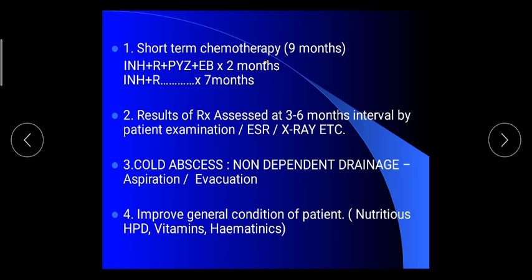Then reassessment is done every 3 to 6 months. Clinical examination, blood investigations, and radiological investigations. All of them are done to reassess whether the patient is improving or deteriorating. The patient can deteriorate if it is a drug-resistant tuberculosis.